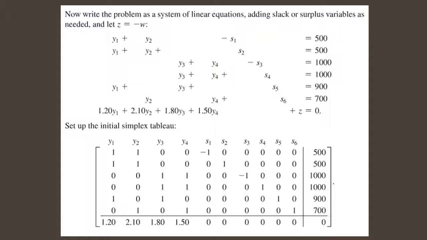Remember that Z is going to equal negative W. We're going to have 2 surplus variables, and then 4 slack variables. Notice we've even got spaces where there are missing variables, and we need to keep that all in line. There we have the tableau all set up and ready for us.